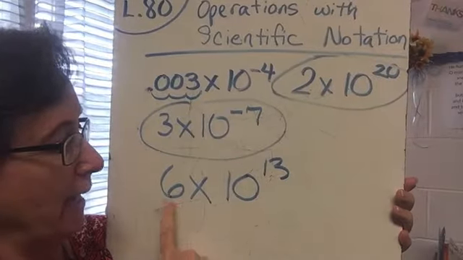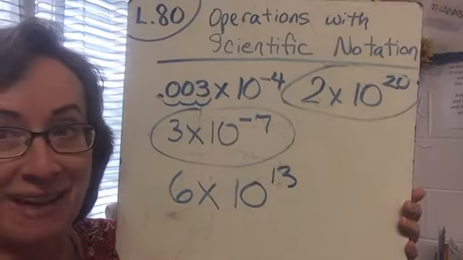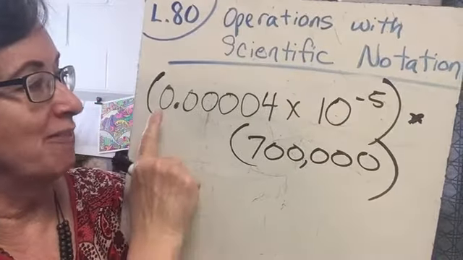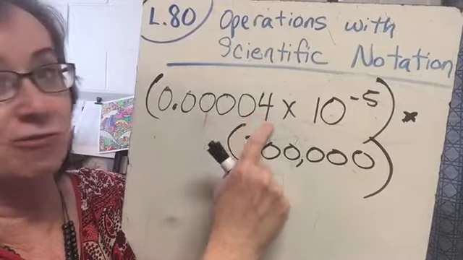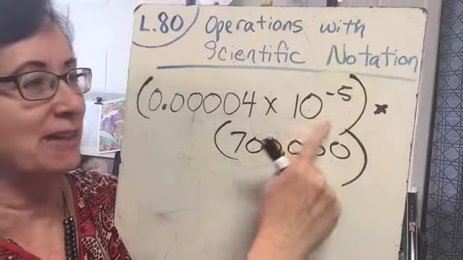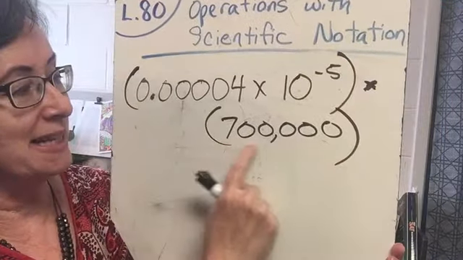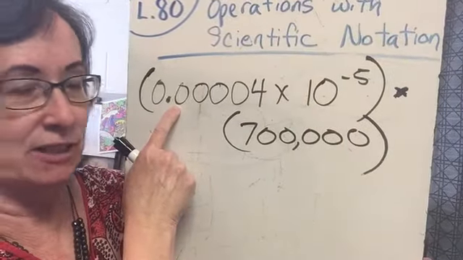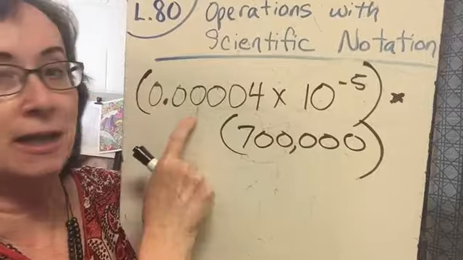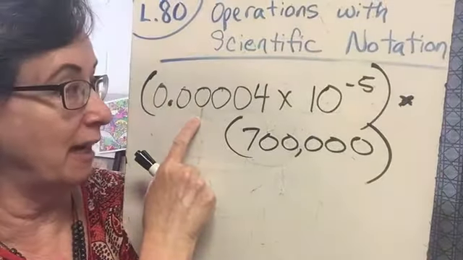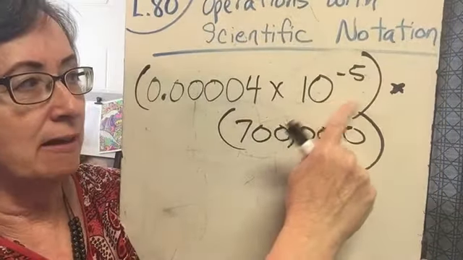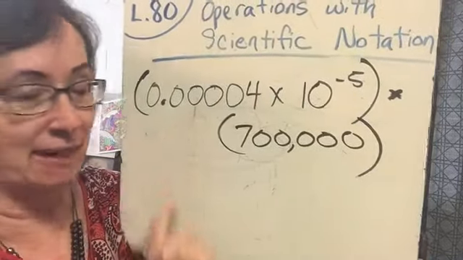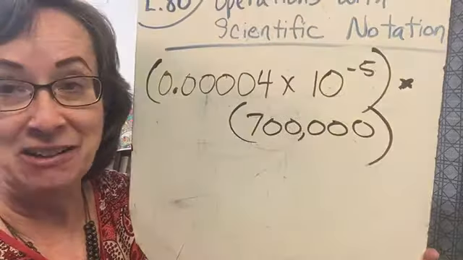So it's okay, and we don't need to make any adjustment with that one. Okay, our next example is what happens when we have 0.00004 times 10 to the negative 5 times 700,000. Well, this one is not in scientific notation because this number in the front is not between 1 and 9 inclusive. This looks like scientific notation, but it can't be right because this one's not right. This is in standard notation.